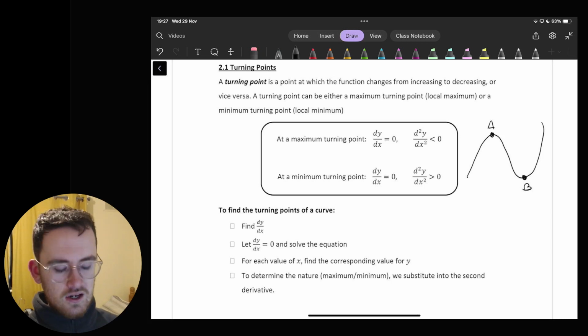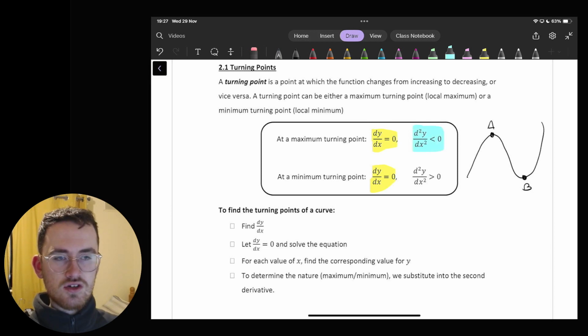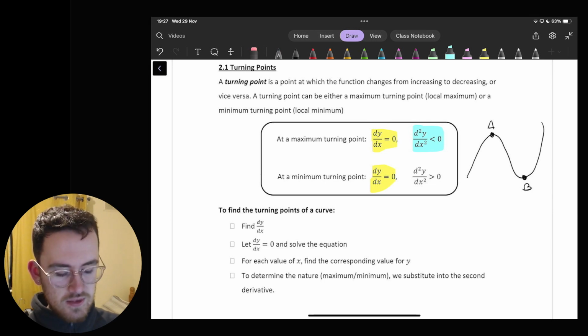So I've noted there that at a maximum turning point, the derivative is equal to zero. So obviously that's the same for both. And also we've an added thing to remember here, which is to do with the second derivative. So at a maximum turning point, the second derivative is less than zero. The second derivative is negative. And at a minimum turning point, the second derivative is positive.